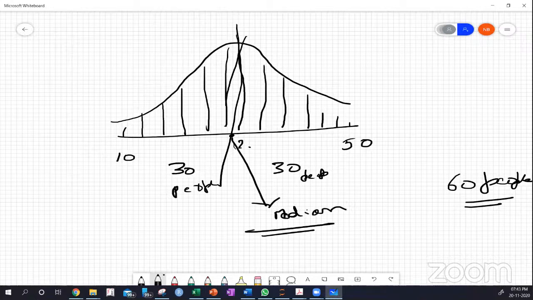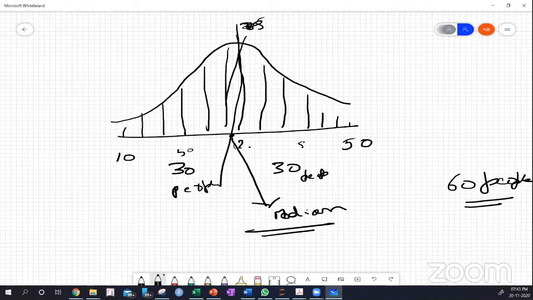Are you able to understand? This mark could be anything. It need not be 25. It could be 30 also. It could be 35 also. There could be any such mark which is dividing this distribution into two equal parts. So this is 50%, that is 50%.